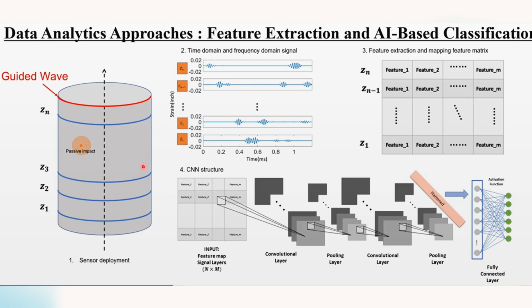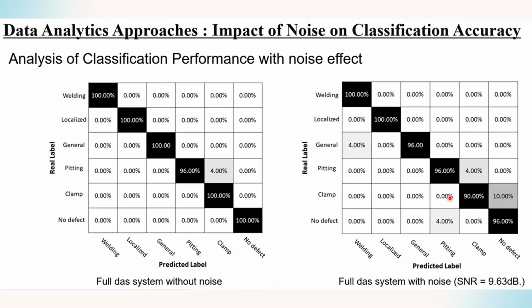Then they have the data analysis approach, feature extraction and the AI based classification. They have time domain and frequency domain signal, and the feature extraction and mapping feature matrix. Then they have the CNN structure consisting of the feature map signal layer, then they have a convolutional layer, then the pooling layer, and again a convolutional layer and pooling layer. Then it flattens to the activation function. Then we are able to predict the fault detection.